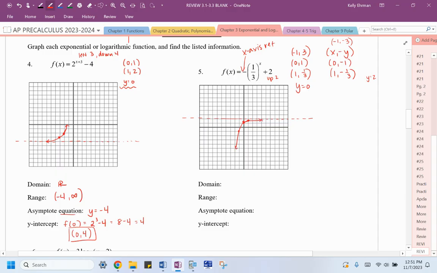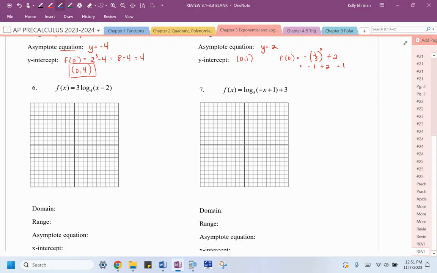All right, and then domain: all reals. Range: negative infinity up to 2, but not including it. We have a horizontal asymptote at y equals 2. And the y-intercept I can see on my graph, but I can also verify algebraically if I need to. Negative 1/3 to the 0 power times negative 1 plus 2 is equal to negative 1 plus 2, which equals 1.